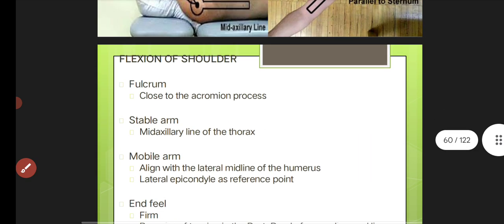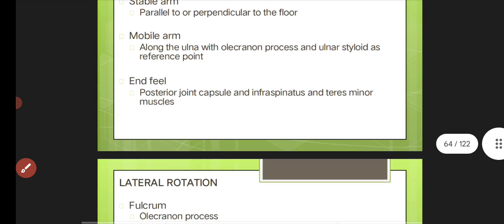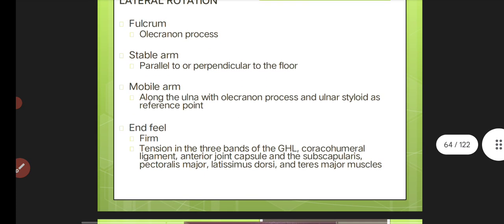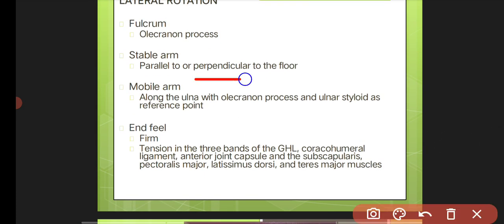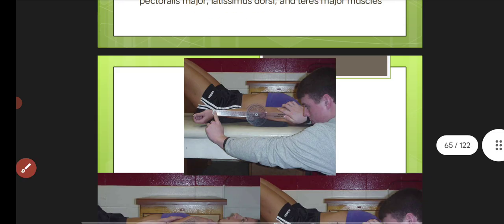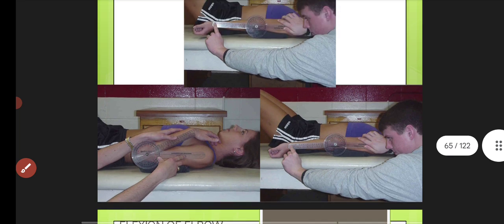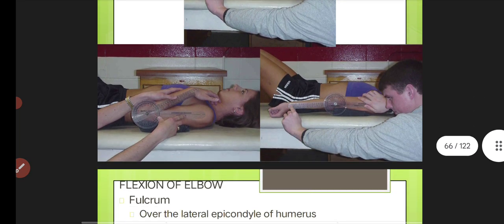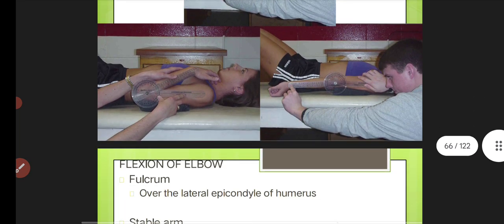Okay, same as before: the stable arm is perpendicular to the floor, and the mobile arm is along the ulna, with the olecranon process and ulnar styloid process as the reference point. The end feel is also formed, and the tension is in the three bands of the glenohumeral ligament. Here is the measurement.